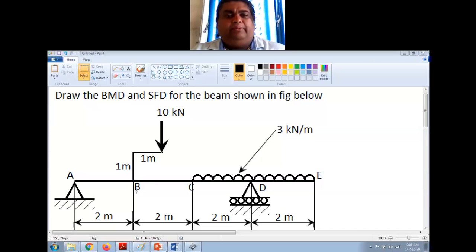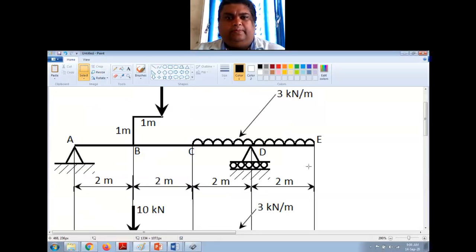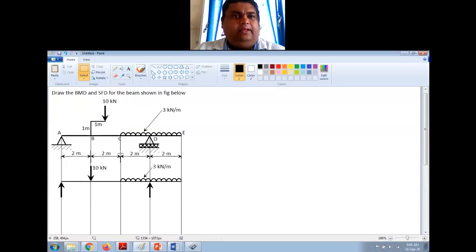So what will be the magnitude of the point load and the couple that is acting at B? Now, this force is acting in the downward direction. I have made another load diagram just below this so that I don't have to make the dimensions again. So at point B, I have taken this 10 kilonewton force which is acting here, and I have assumed it to be acting at this point.